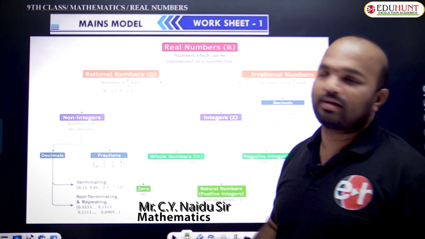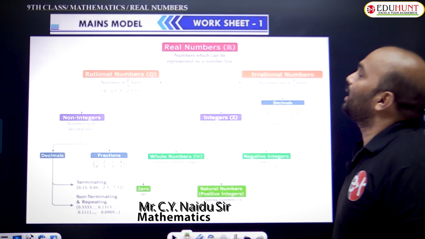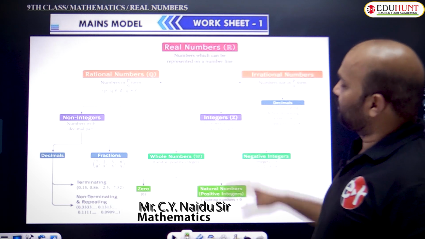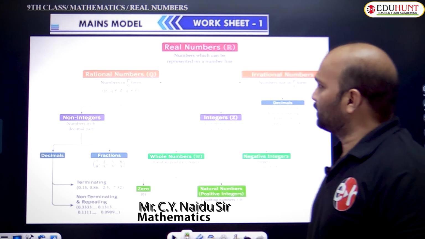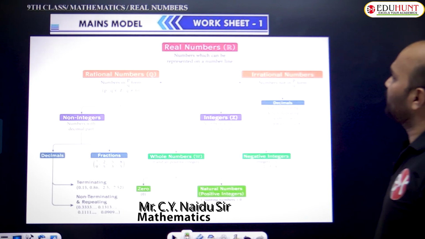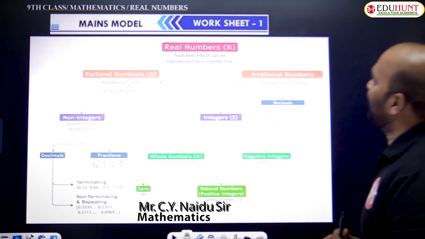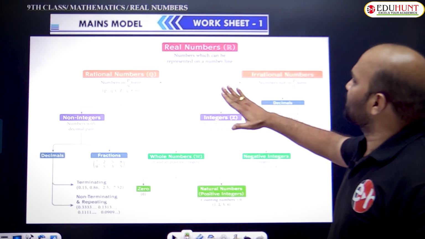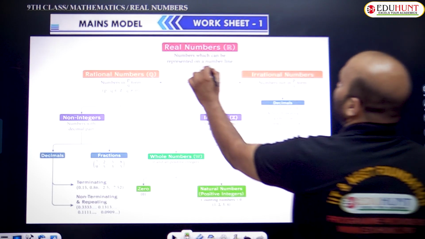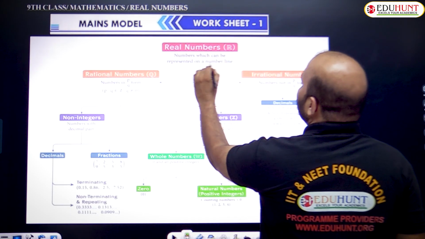In this section today we are going to discuss real numbers. It belongs to 9th class mathematics. It's a very important concept for various competitive exams. So let's get started. What is a real number? Real numbers are numbers which can be represented on a number line.